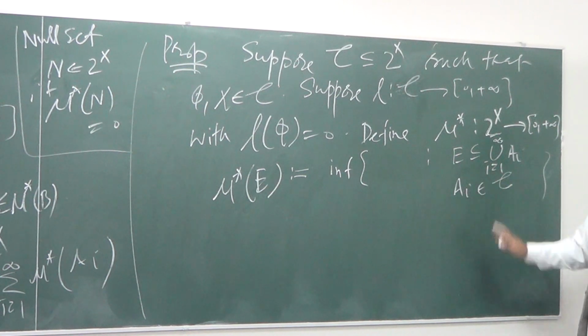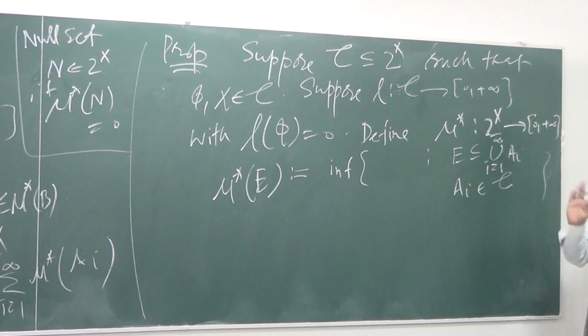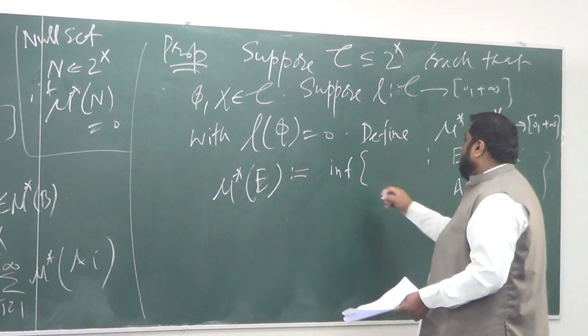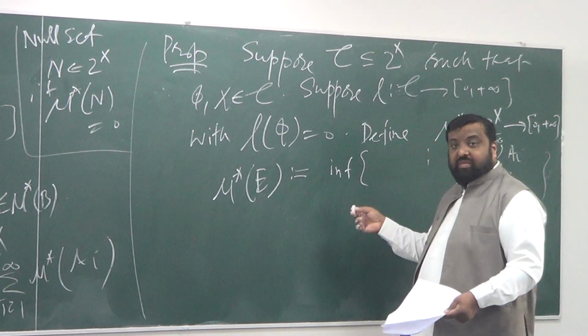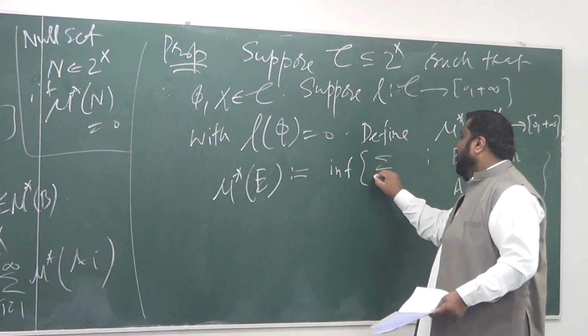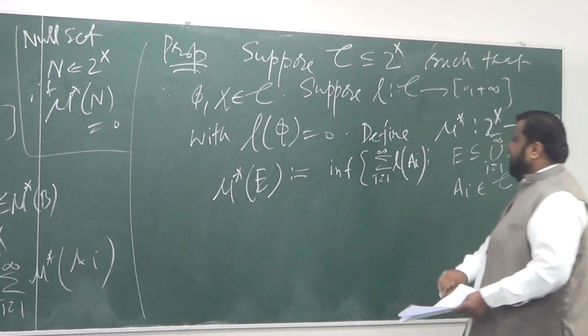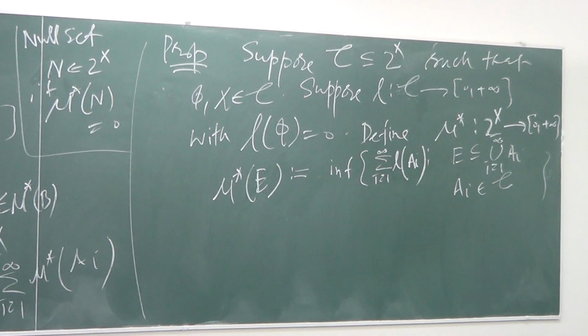Then out of these many collections, see which collection gives you the smallest value, and that smallest value you can define to be the measure of E. So in other words, I need to take the infimum of the sum over i equal to 1 to infinity of the lengths of A_i. Is disjointness necessary? It's not necessary for now. So it's a pretty natural definition.